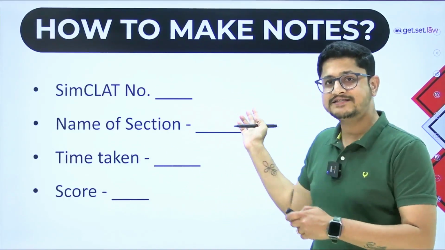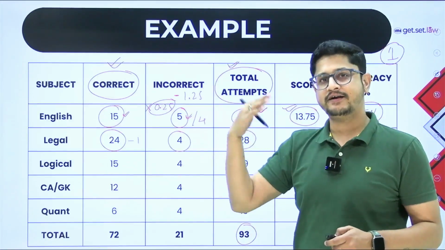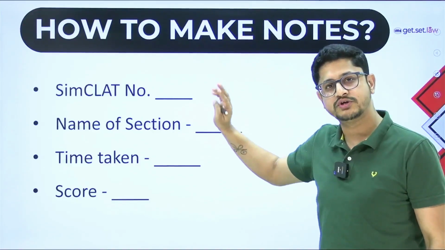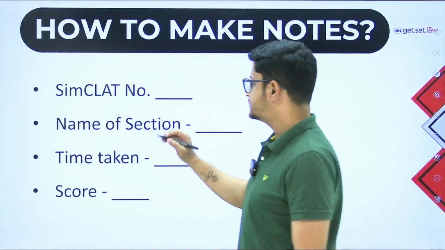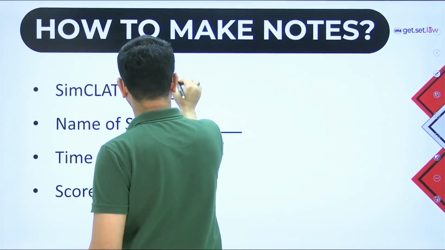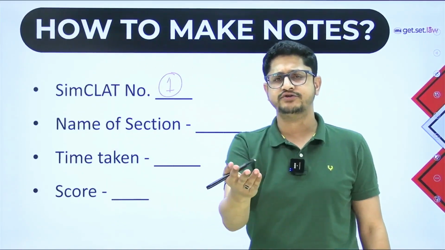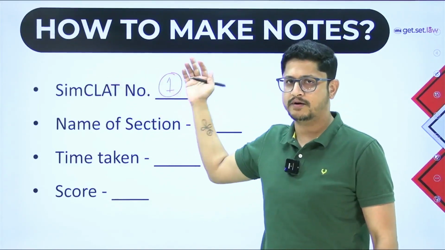So once the summary of that particular mock is ready, after that, going to the next page of your register, you need to make notes. Now how to make notes? You have to use these pointers. So put SimCLAT number 1, that is how we name it, simulated CLAT. If you appear for any other institute's mock, you can write mock CLAT number 1 or mock number 1, whatever.